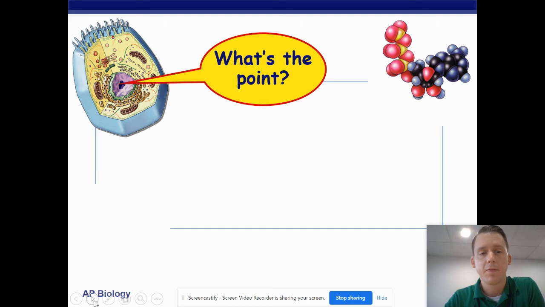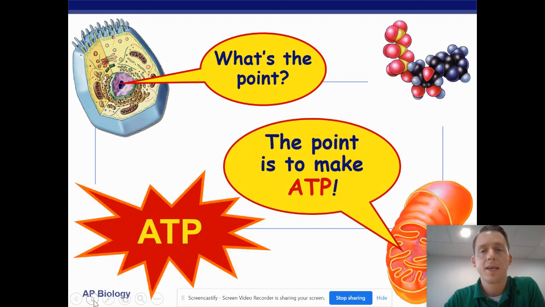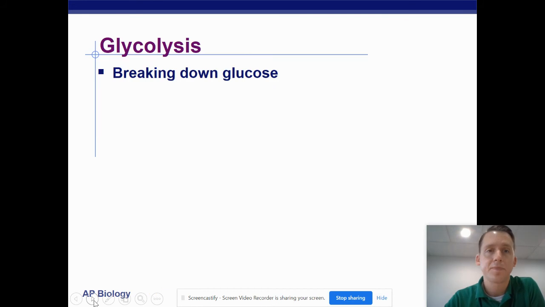Everything we're talking about for this entire chapter is to make ATP. That's the point. We want to make ATP. We want to make as much ATP as possible. And this is the very first step in that process.